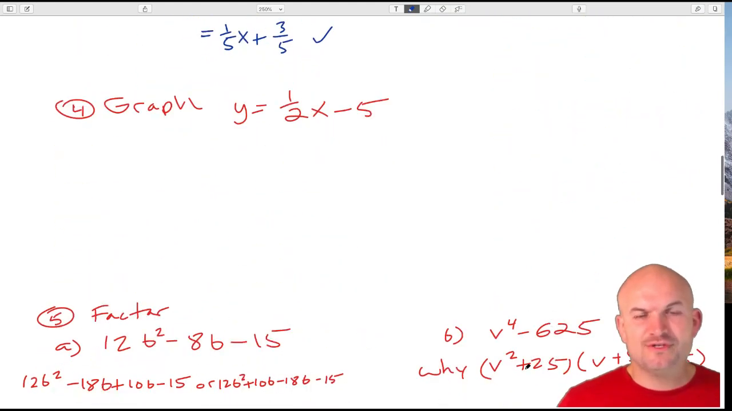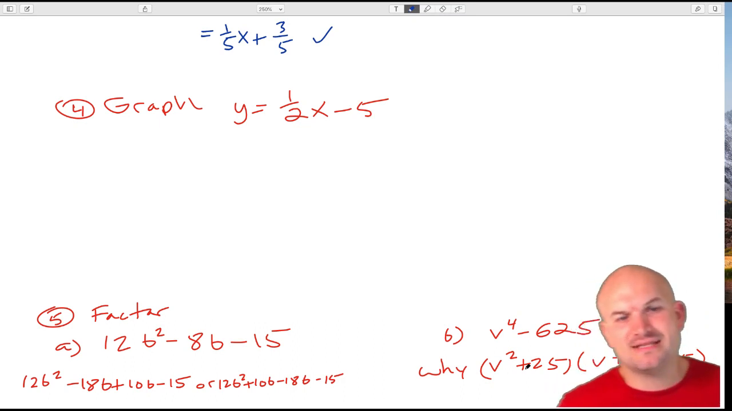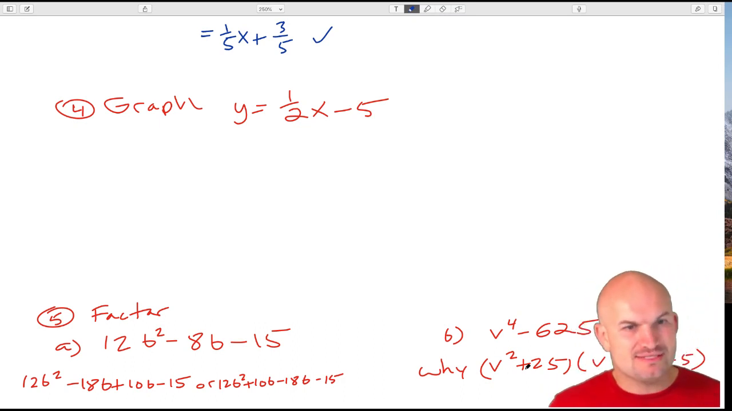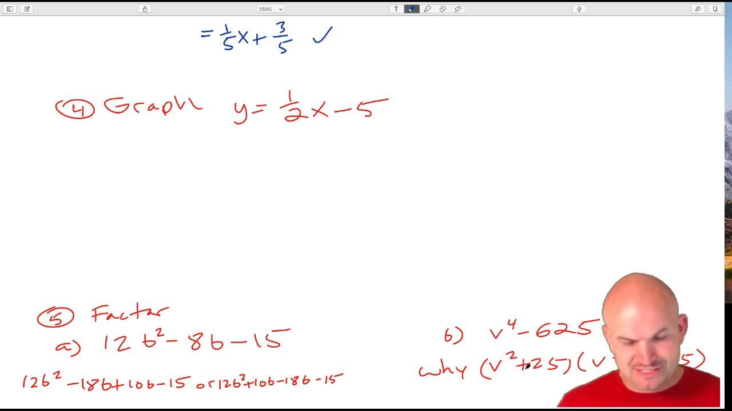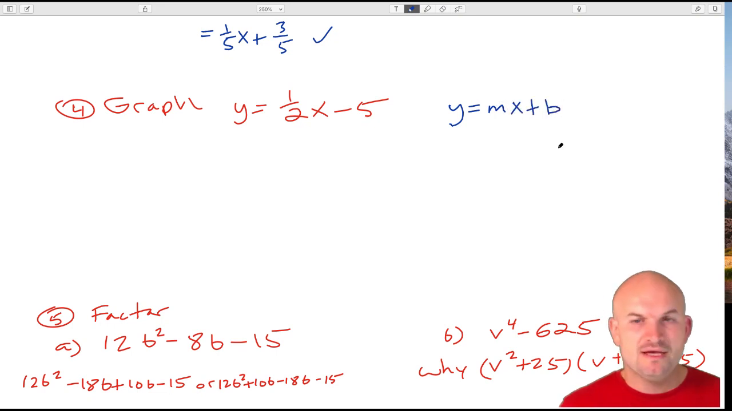Graph y is equal to 1/2 x minus 5. So it's been a while since I taught Algebra 1, so my explanation of the graphing or where you're at or what you already know is a little off at this point. The main thing, obviously this is in slope-intercept form, so we're looking at y equals mx plus b, where b represents the y-intercept. And remember, the y-intercept is where the graph crosses the y-axis.